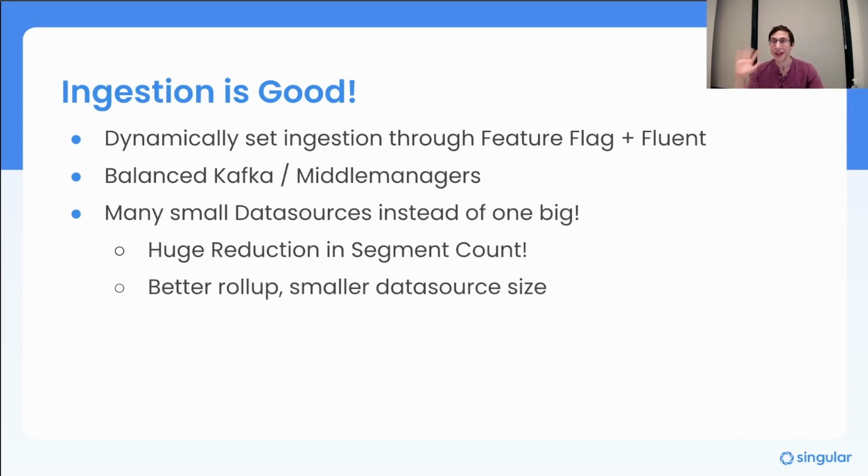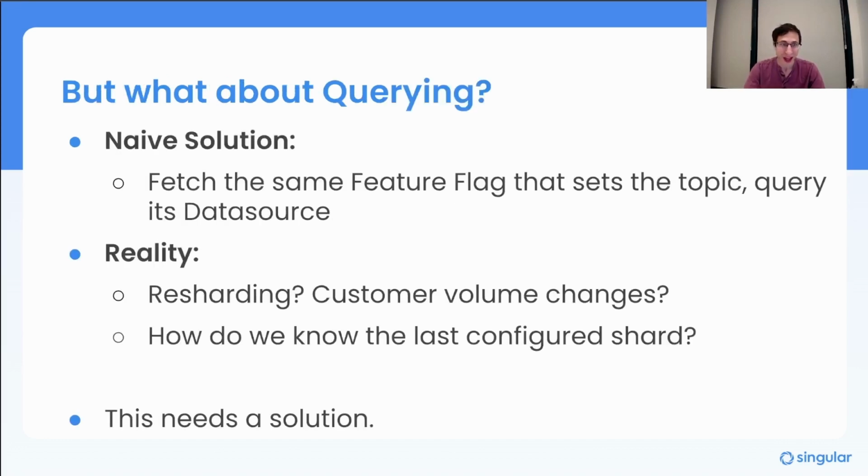However, none of this really matters unless the queries are improved. What we needed to know, and ultimately our KPI was: are the queries faster? And for that, we have to set queries dynamically. The naive way of doing this is just to fetch the same feature flag that's at the topic and query its data source. Now, in reality, unfortunately, things are a bit more complicated.